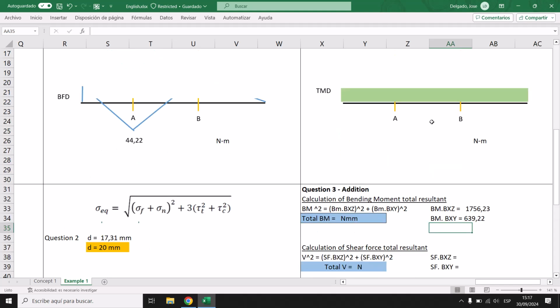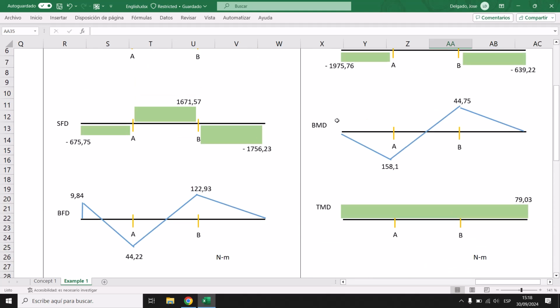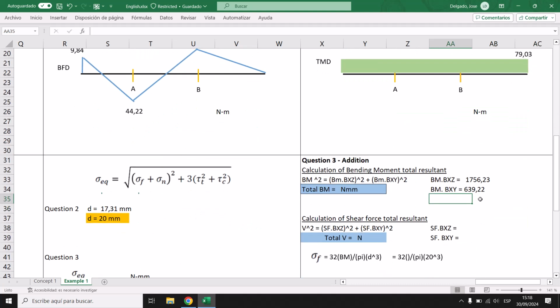No, sorry, this is a big mistake because this is a bending moment. This is our shear diagrams. So this value is here. We are in the wrong. We made a mistake. This is 639.22. Here for our bending moment, the x and z axles, it's 44.22.